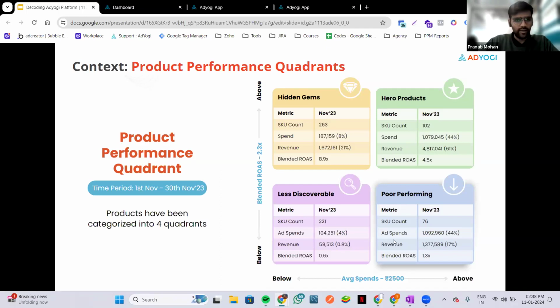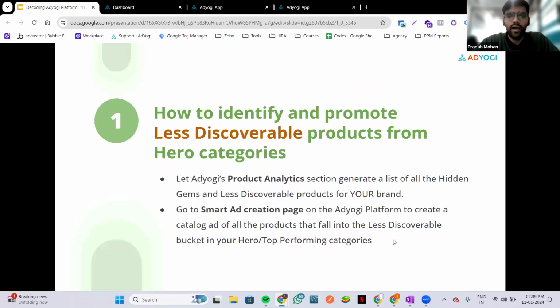So as we have done the basic understanding for that, let's just first pick up the first problem, which is how do I identify and promote my less discoverable products from my hero category? So the answer lies in 2 ways. First is you use the product analytics from the Adyogi dashboard to identify your hidden gems from your hero categories. And the second is to create a smart ad on top of these hero category products with less discoverable segments or less discoverable cohorts.